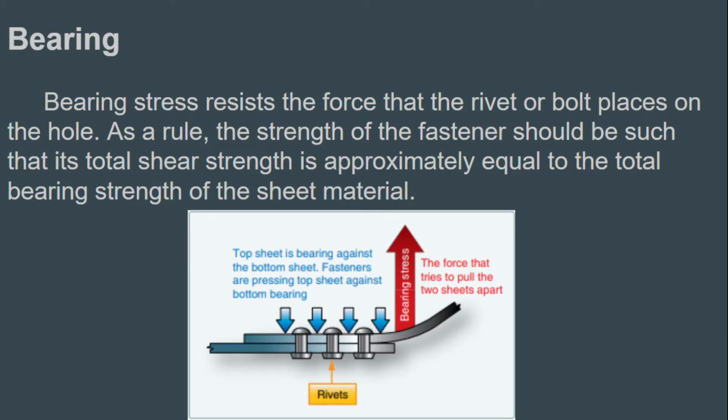The other type of stress is bearing. Bearing stress resists the force that the rivet or bolt places on the hole. As a rule, the strength of the fastener should be such that its total shear strength is approximately equal to the total bearing strength of the sheet material.